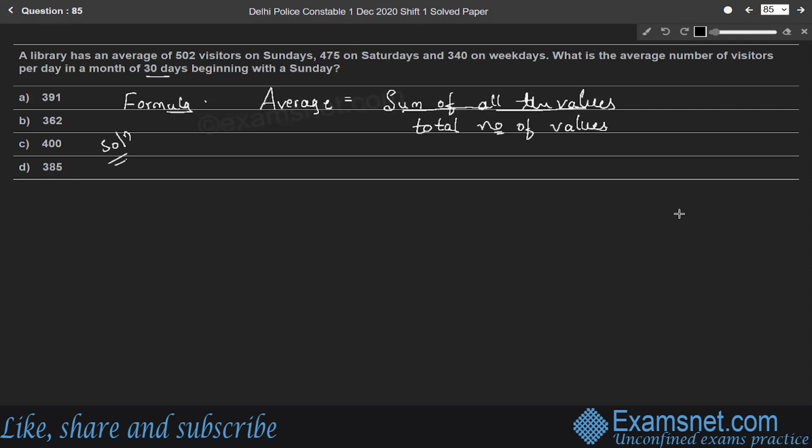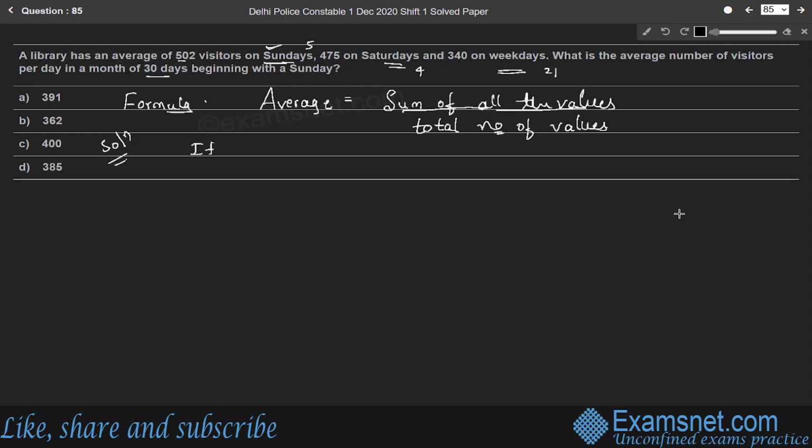So here, the library has an average of 502 visitors on Sundays. So if we start from Sunday, what is the number of Sundays in a month? There are 5 Sundays in a month, right? And there will be 4 Saturdays in a month. And weekdays are the remaining days, that is 21. So 4 Saturdays, 5 Sundays, and 21 weekdays. Let us write that first.